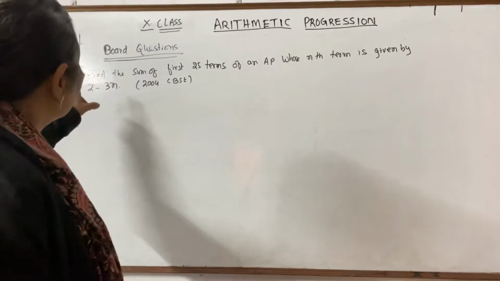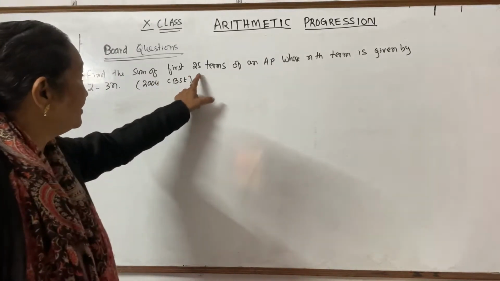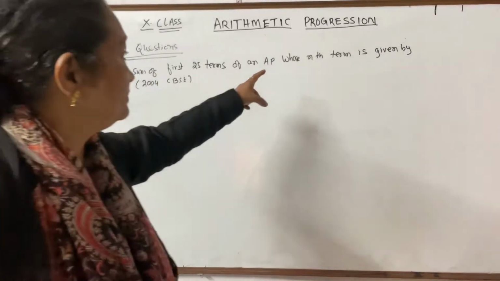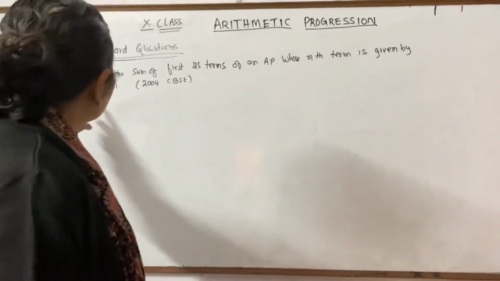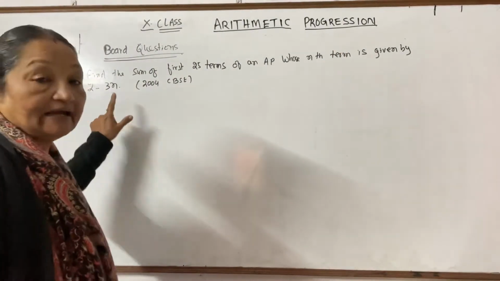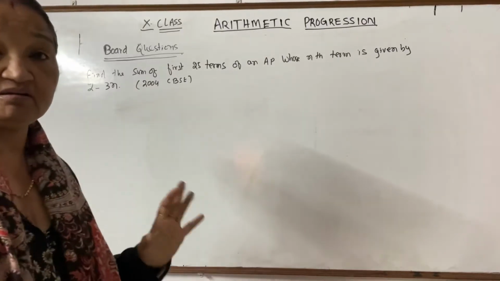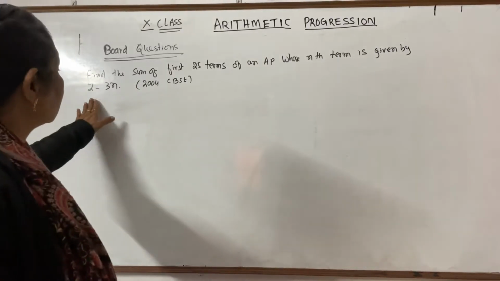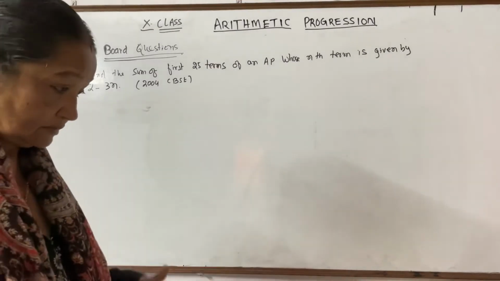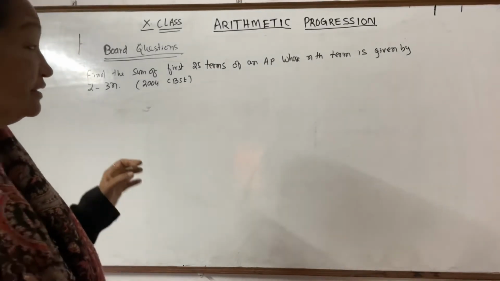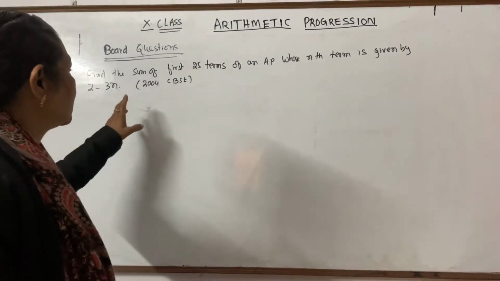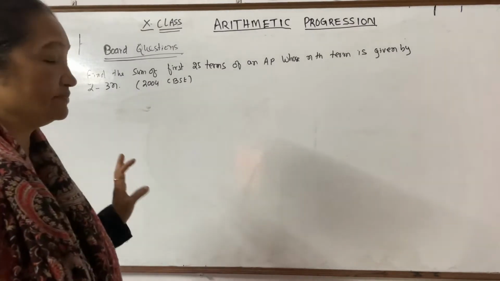कैसे देखो? Find the sum of first 25 terms of an AP whose nth term is given by 2 minus 3n. Okay, this is given. So you have to find out. This is our general term. In most of the examinations, this type of sums comes in board exams. I have seen this type of sums comes.